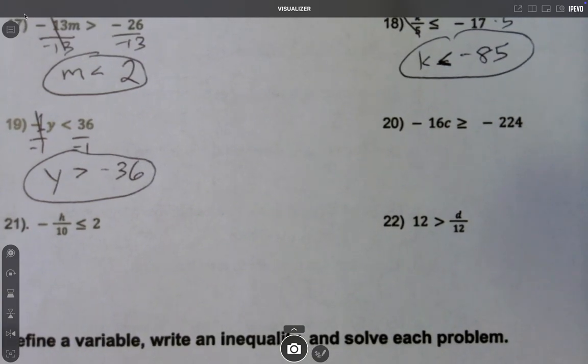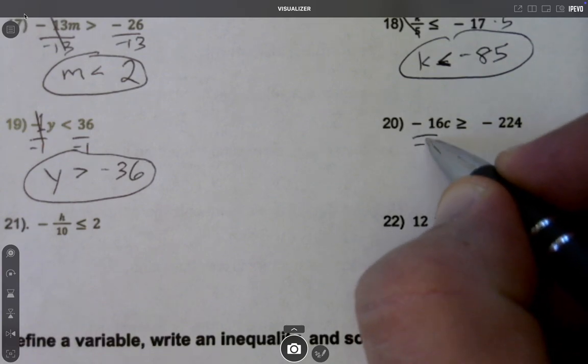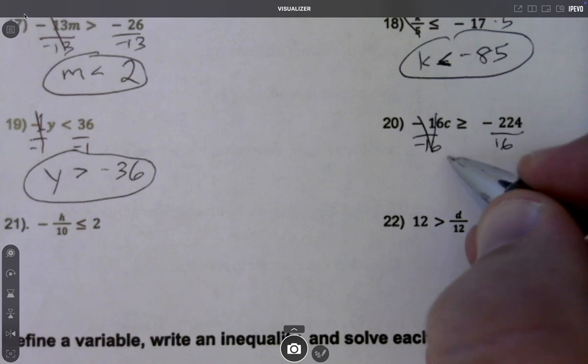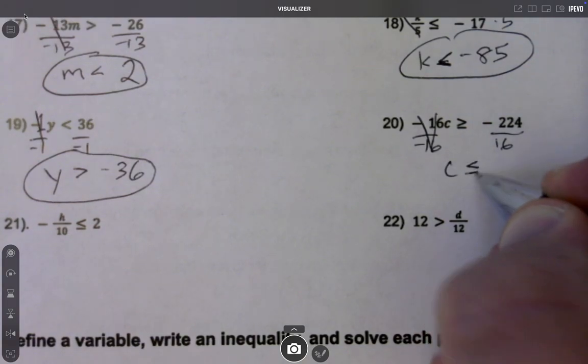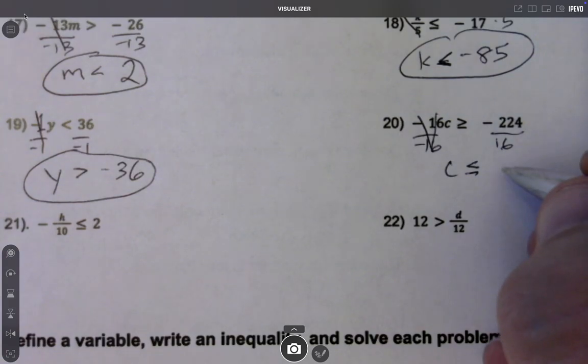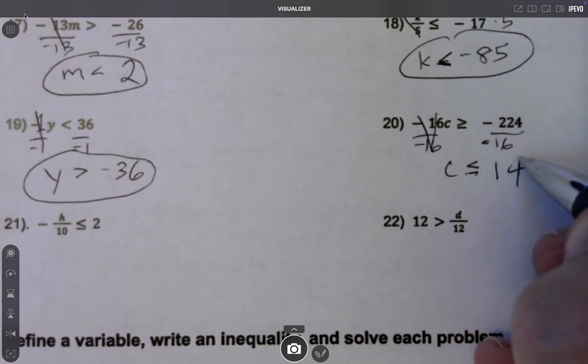On 20, it's negative 16 times c, so we divide both sides by negative 16. Since we're dividing by a negative number, we have to flip the inequality sign, and negative 224 divided by negative 16 is positive 14.